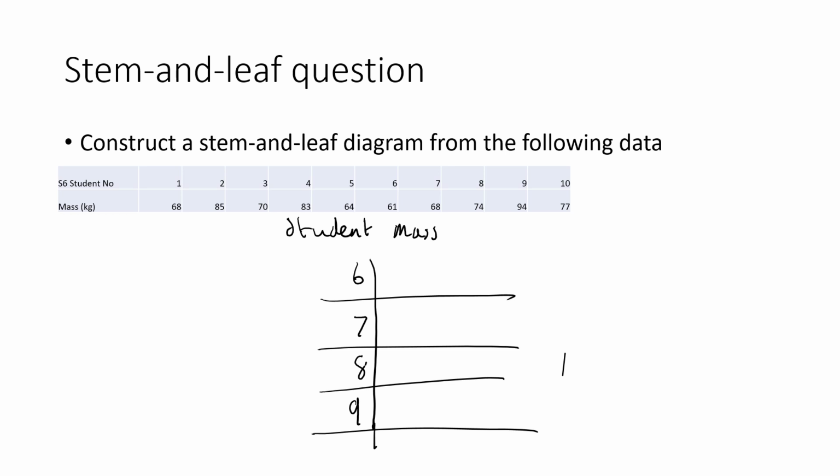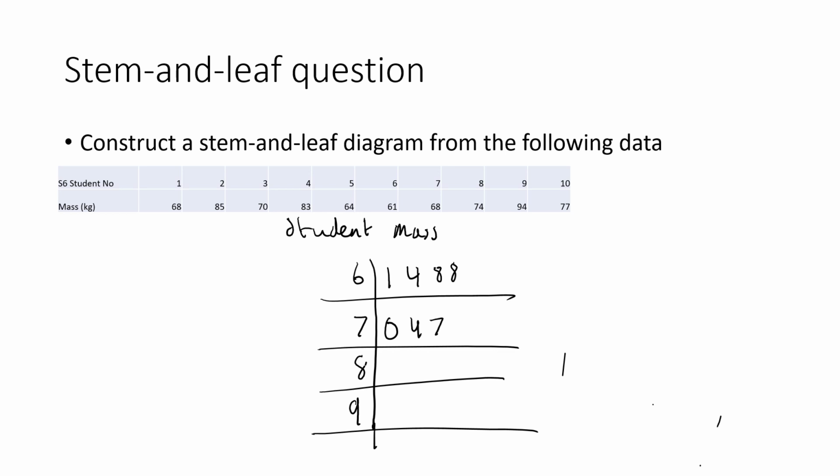Okay, so how many 60-somethings do we have? We have 61. That's the lowest number. We have 62, no 62. No 63. We have a 64. No 65, no 66. We have two 68s, and that seems about it. Then we move on to 70. So we have a 70, we have a 74, we have a 77. That seems to be it.